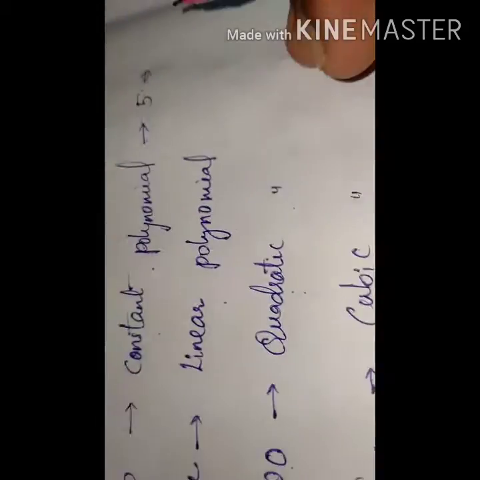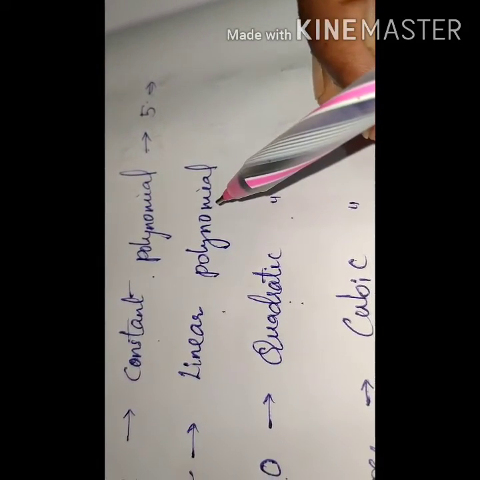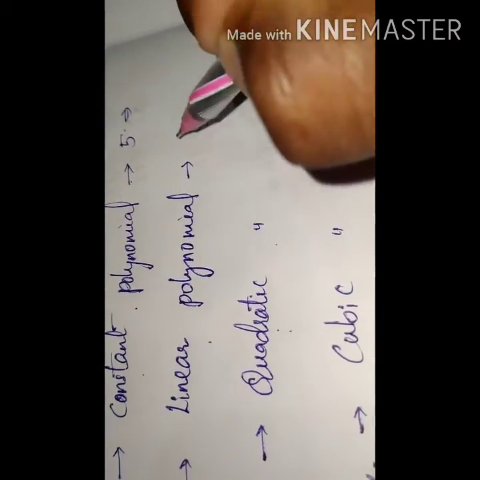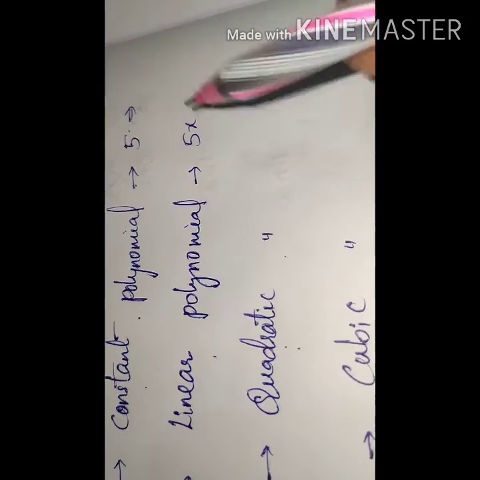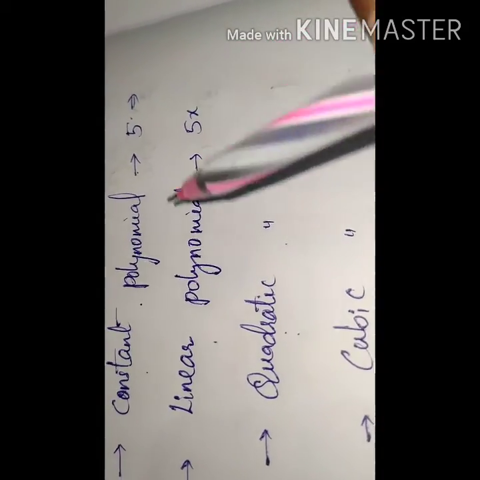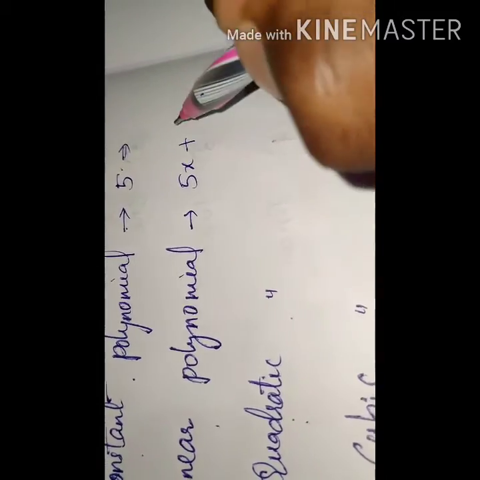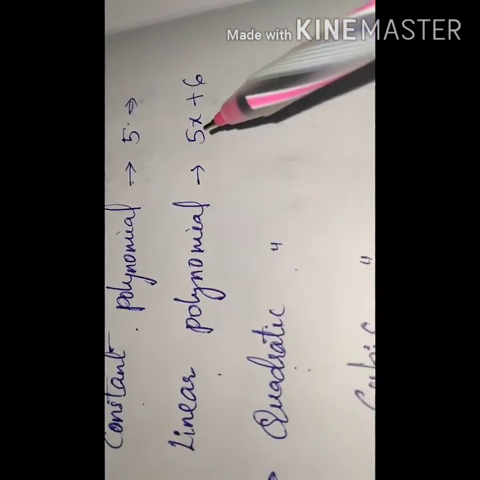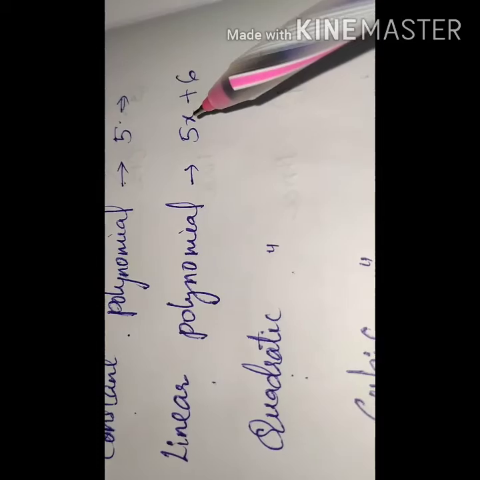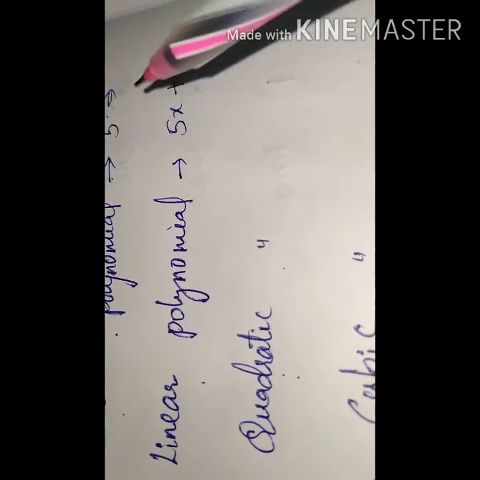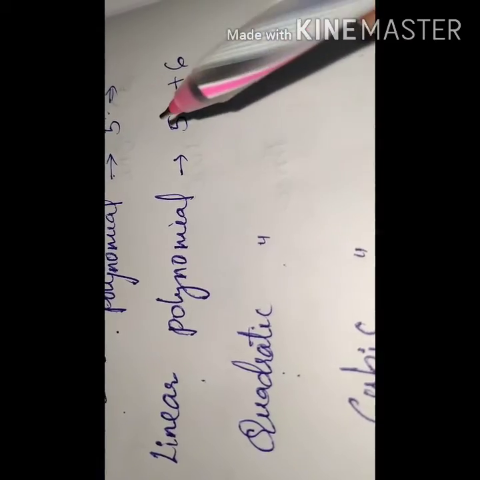Now linear polynomial. Linear polynomial means what? The degree must be 1, right? In 5x, what is the degree? 1, right? Or this 5x plus 6. This is also going to be a linear polynomial because here what is the degree? 1, right? So a linear polynomial always has degree 1.